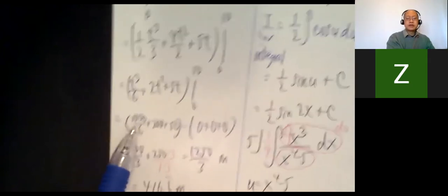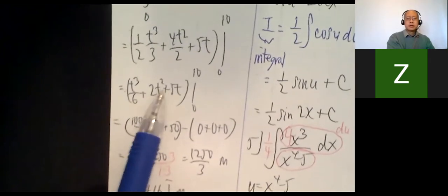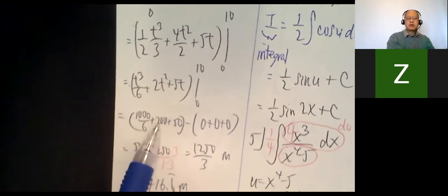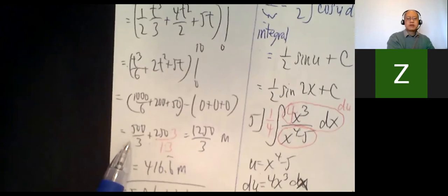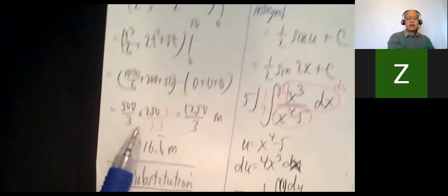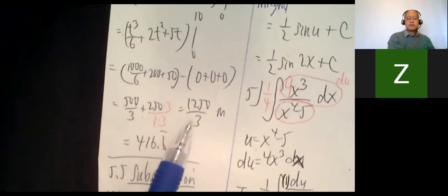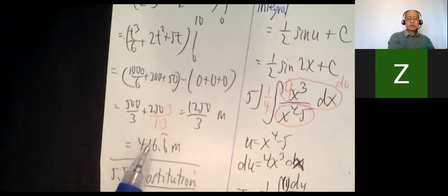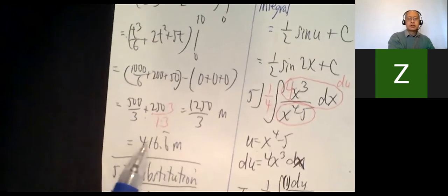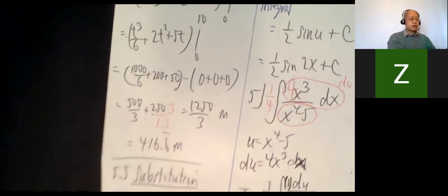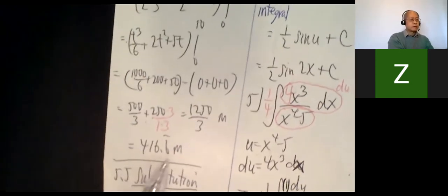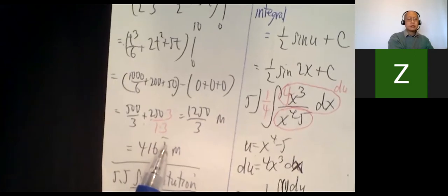So 10 cubed is 1,000 over 6. 10 squared is 100 times 2 is 200. So 500 over 3 plus 250. Do a little bit of arithmetic. 1250 over 3 meters, or 416.6 repeating, 416 and 2/3 meters. So that's the total distance traveled in this case.